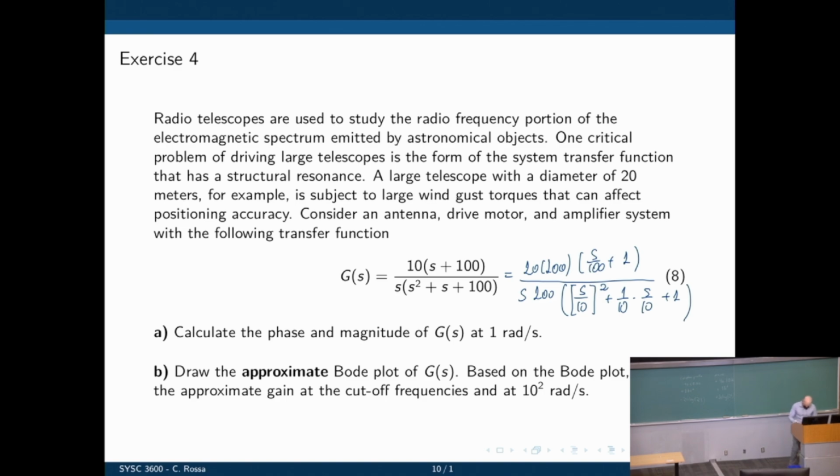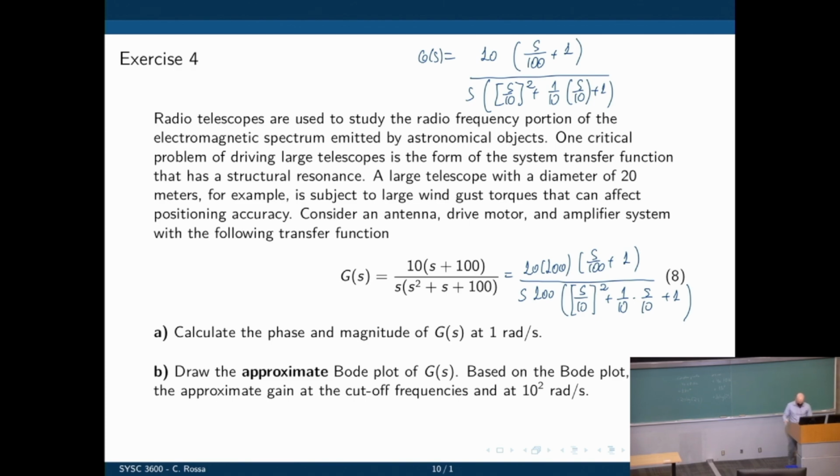The 100 here will cancel out, so g of s is 10 times s over 100 plus 1, divided by s over 10 squared plus 1 over 10 times s over 10 plus 1. We have omega 0 for the 0 is 100 and for the complex pole is 10. And what else we see here? The complex pole has the damping ratio, 2 times the damping ratio here is 1 over 10.